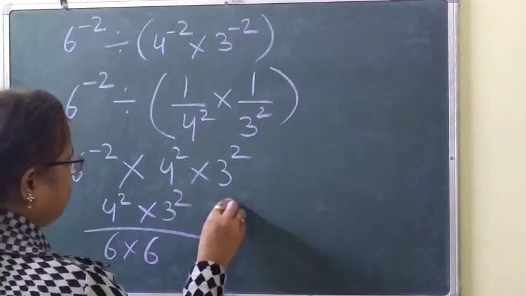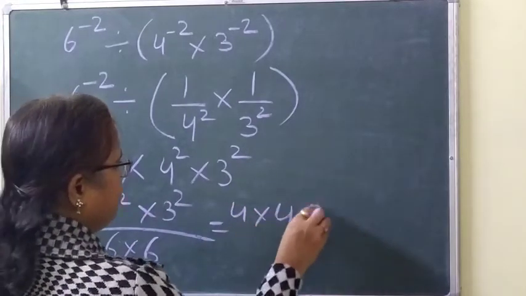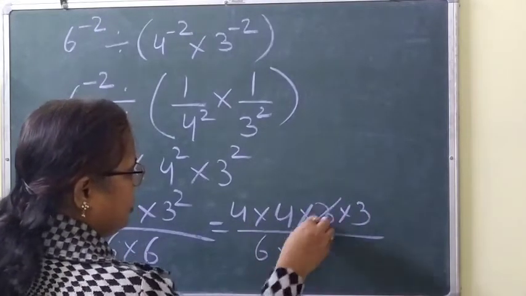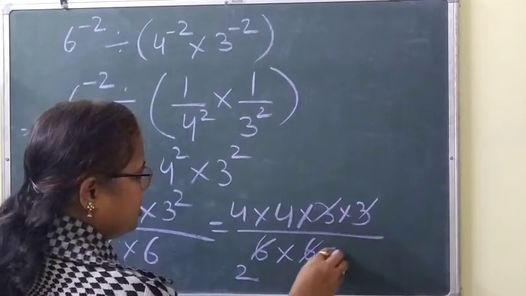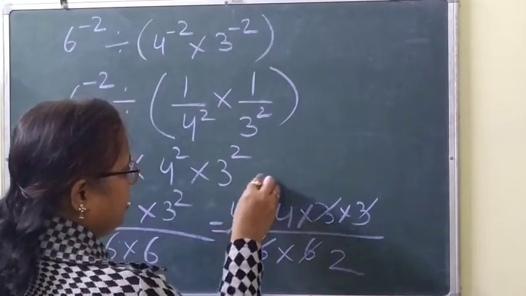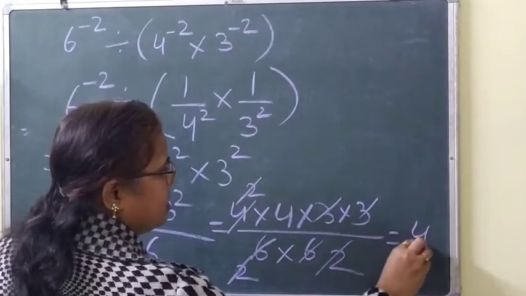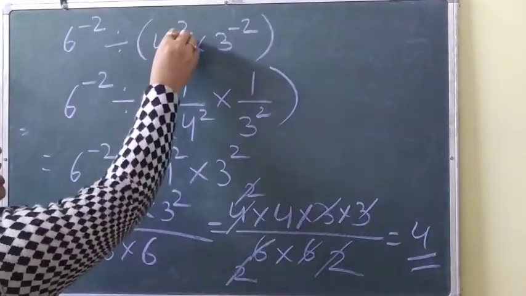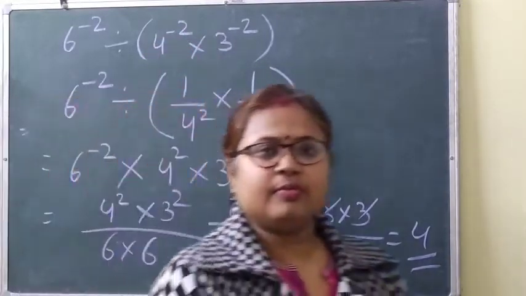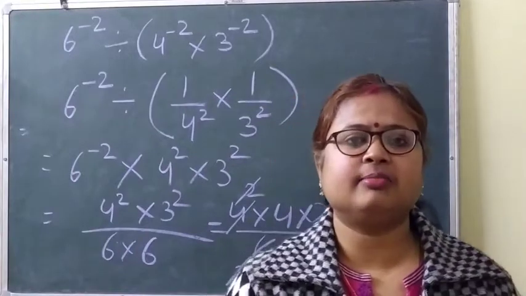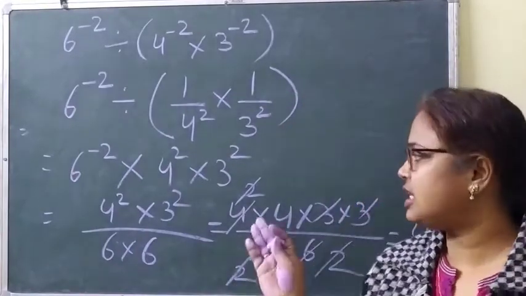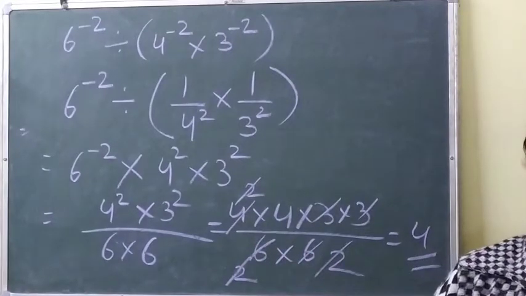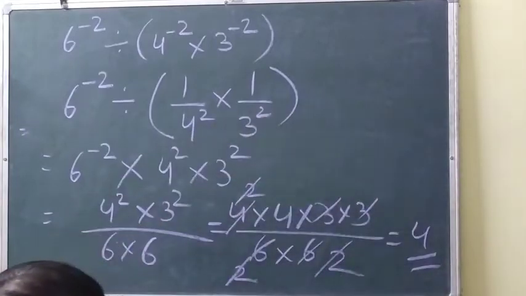Means when we solve it, we will get 4 into 4, 3 into 3 divided by 6 into 6. So 3 2s are 6, 3 2s are 6, 2 2s are 4, and this 2 and 2 cancel, and the answer is 4. Clear? What concept have we used? If a minus sign is there in a numerator, then when we write it in the form of a denominator, the minus sign will become a plus sign. So I think the process must have become very clear to you. Okay, now let's do the next question.